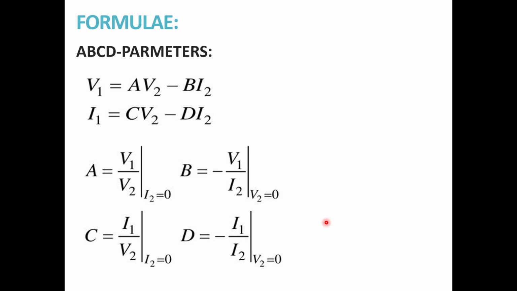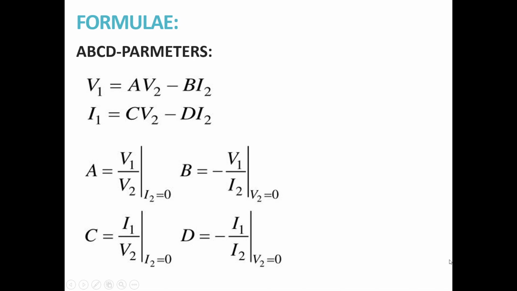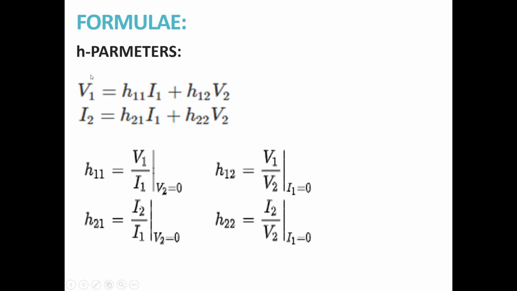So these are the formulas to determine ABCD parameters, that is transmission parameters. You can pause the video and note down the formulas. Similarly, to determine H parameters, that is hybrid parameters, these are the formulas. The equations for H parameters are V1 equal to H11 I1 plus H12 V2, and I2 equal to H21 I1 plus H22 V2.